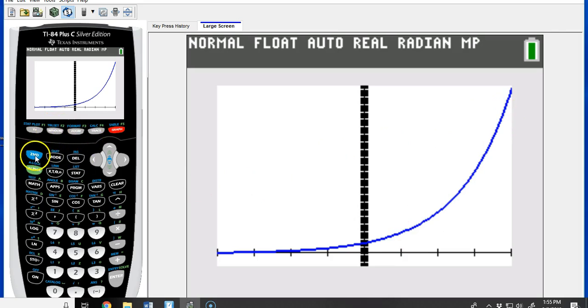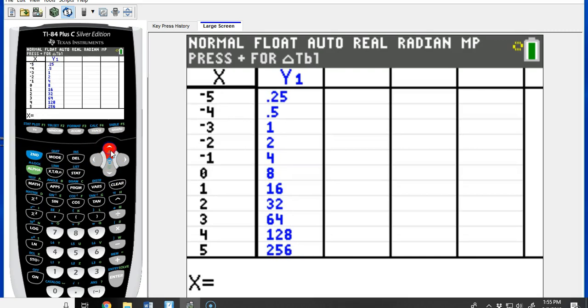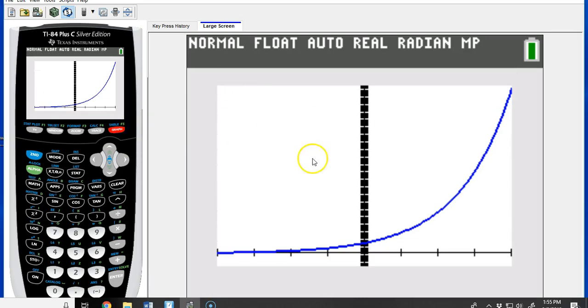If we were to look back at our table, we can see that things are growing kind of slowly in the negative values of x, right? A quarter, a half, a 1, a 2, a 4. They're kind of all close together. Even 8's not too much compared to 130, but then it starts to really take off on the right side of the graph. That's where we really see that exponential growth. So we're just going to make that sketch back on our paper.